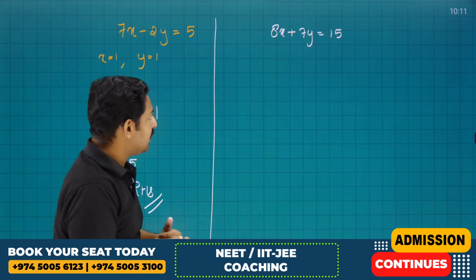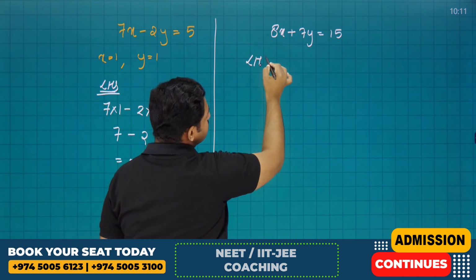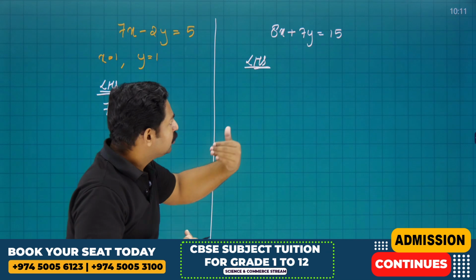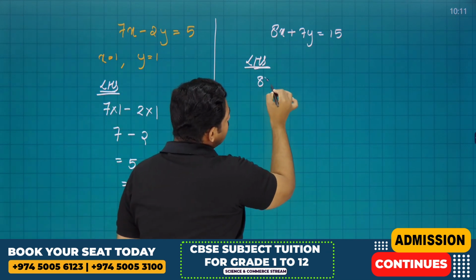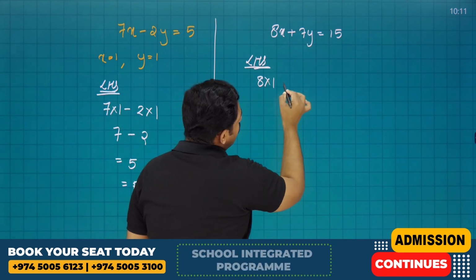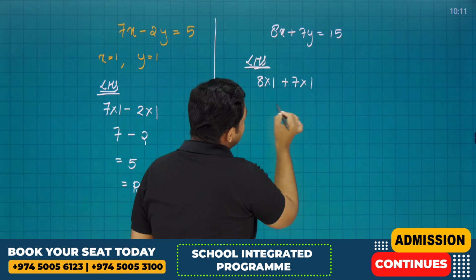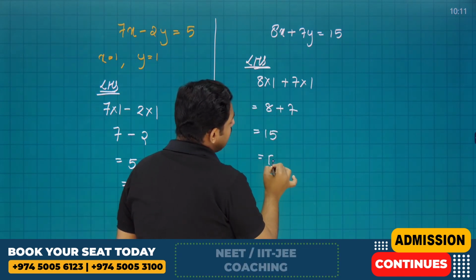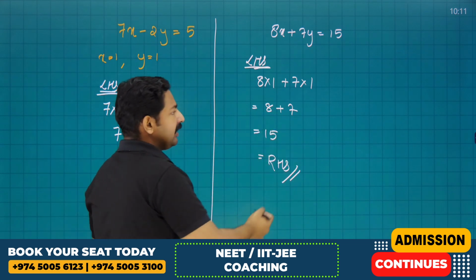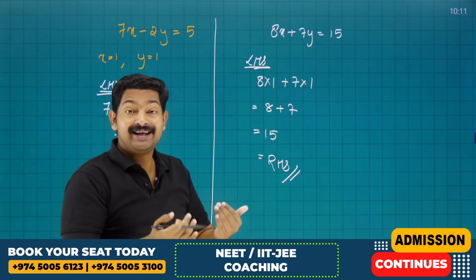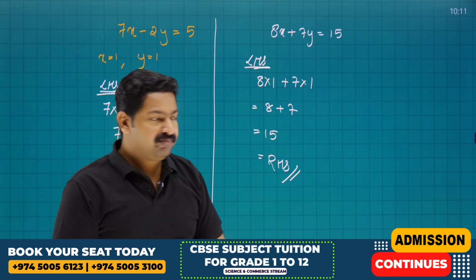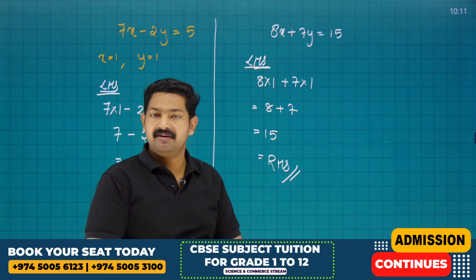Here also we can do the same thing. That is, we can start with the LHS. In the LHS, we can substitute the values that we got. So when we substitute the value, 8 into 1, instead of x the value is 1, plus 7 into 1, which is equal to 8 plus 7, which is equal to 15, you will get, which is the RHS. So here also we can see LHS and RHS are equal. That is, the equation is satisfying. So hence it is verified. So you can conclude, hence it is verified.